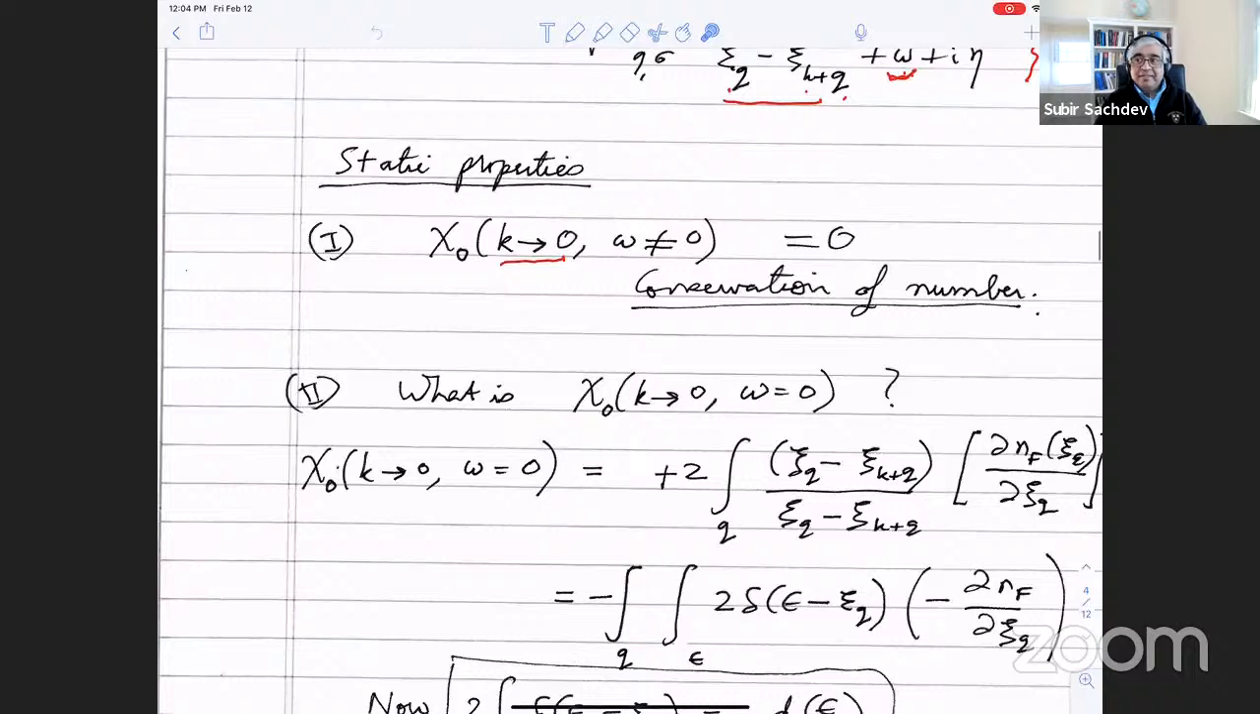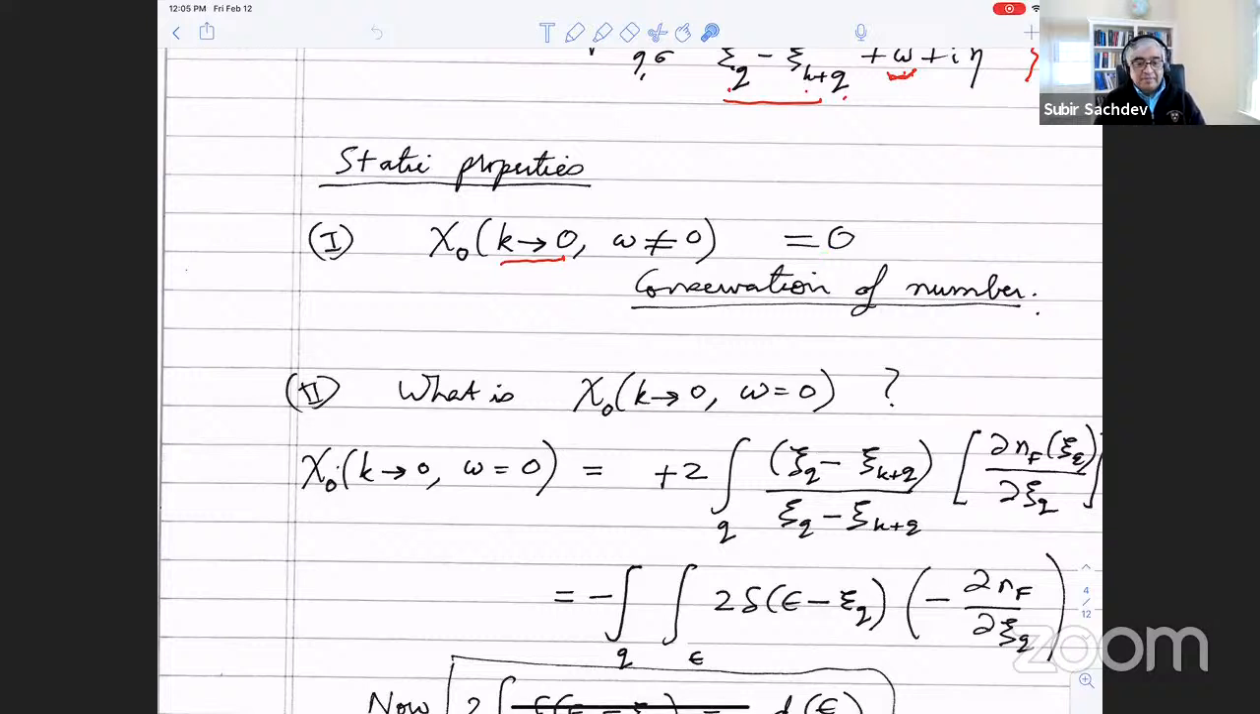The first property is that if you keep the frequency finite, but send k to zero, that means you have a time-dependent response which is uniform in space. Because the total number of particles is conserved, and something that's uniform in space only couples to the total number of particles, nothing really happens. So the response is zero.